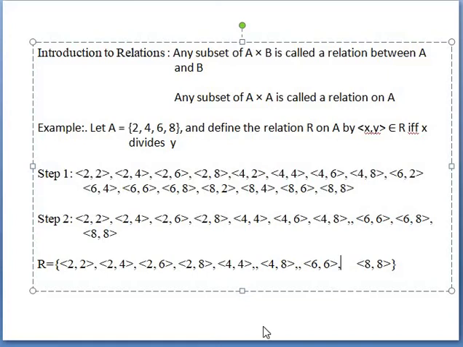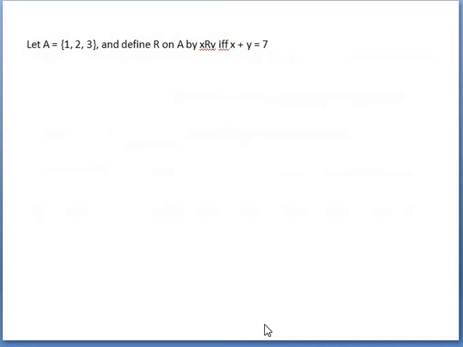So next, let's go to our next slide. So here our question is, let there be a set A and the elements of that set A are 1, 2 and 3. And you have to define the relation R on the set A such that x plus y is equal to 7. That is, the sum of the first and the second element of the ordered pair must be equal to 7. So let's start our first step, that is to write the ordered pairs of A cross A.